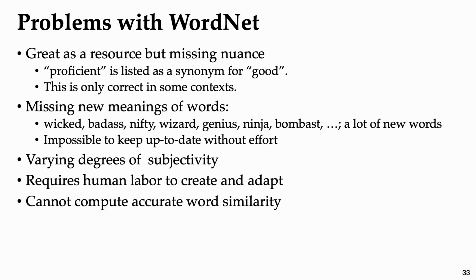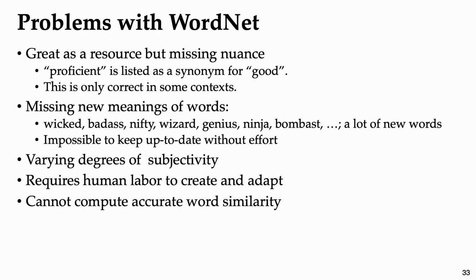Missing new meanings is another major limitation. Words like wicked, badass, nifty, wizard, genius, ninja, or bombastic often carry meanings today that are very different from their original definitions. If you talk to a high school student, you will quickly realize that there's an entirely new, evolving layer of language being used on the street right now. There is also a varying degree of subjectivity. Word choice is personal, and different people use the same word in different ways, often without meaning exactly the same thing. This subjectivity makes it difficult to fix meanings in a rigid, predefined structure.